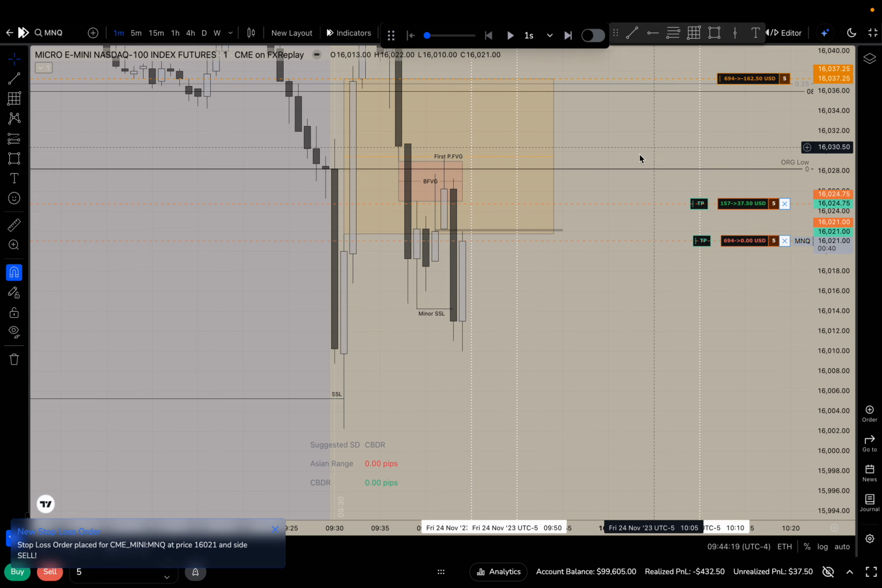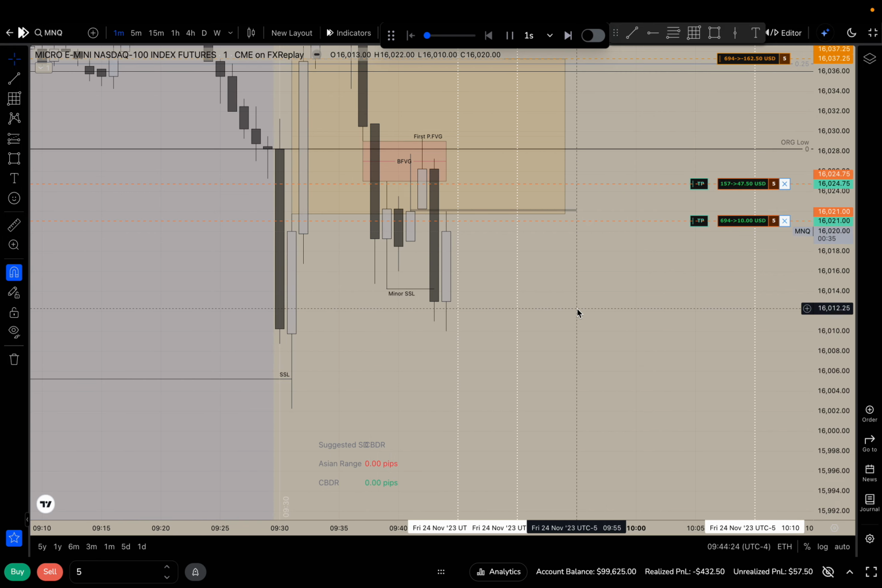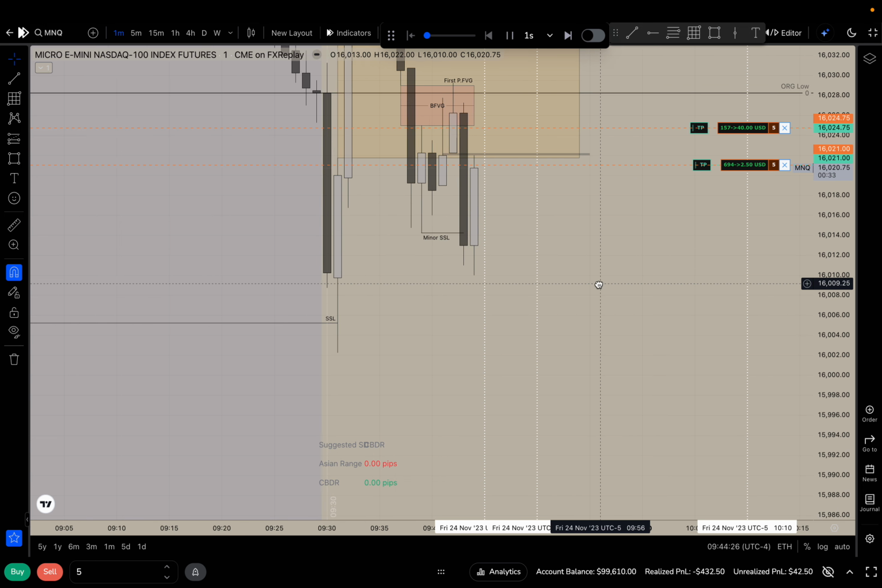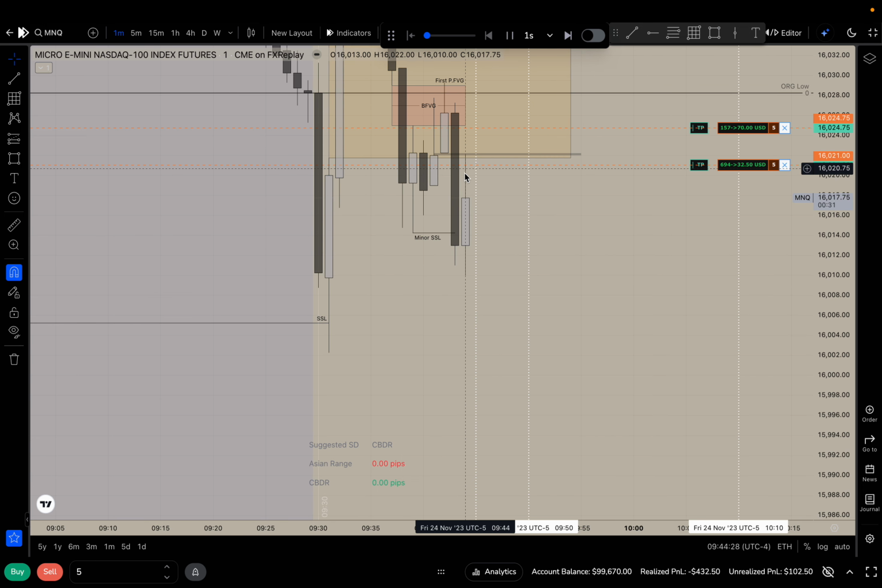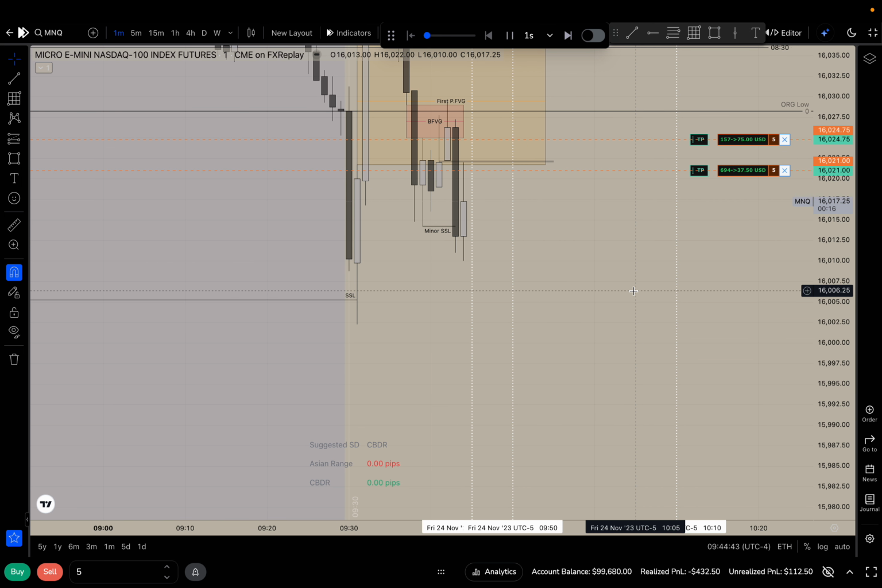Preferably, I don't want to see a close like this off of a reaction off of this minor sell side liquidity. It would be ideal to see it go up, grab some buy orders to put in some more, to let smart money accumulate sell orders again, and then push down to this sell side liquidity down here. We'll definitely close probably 5 contracts down here.